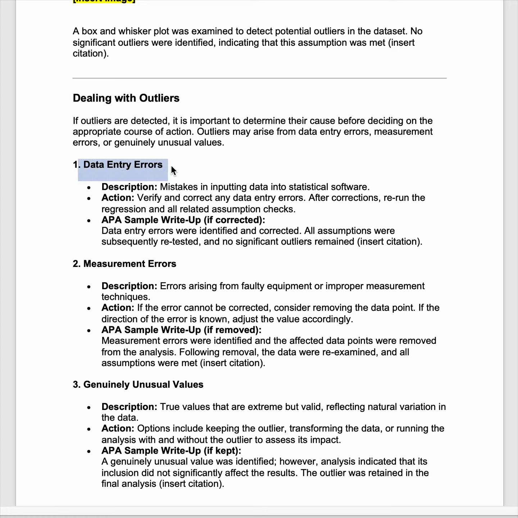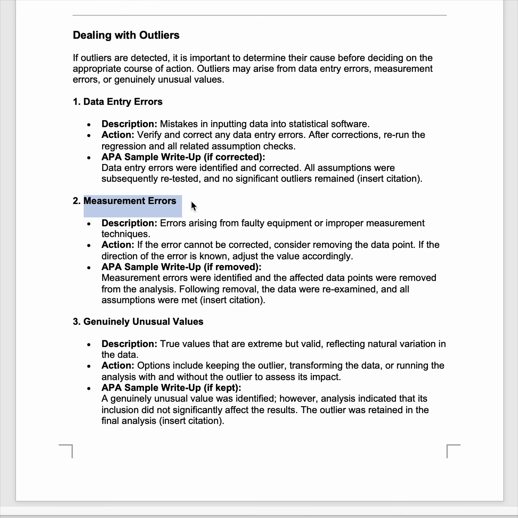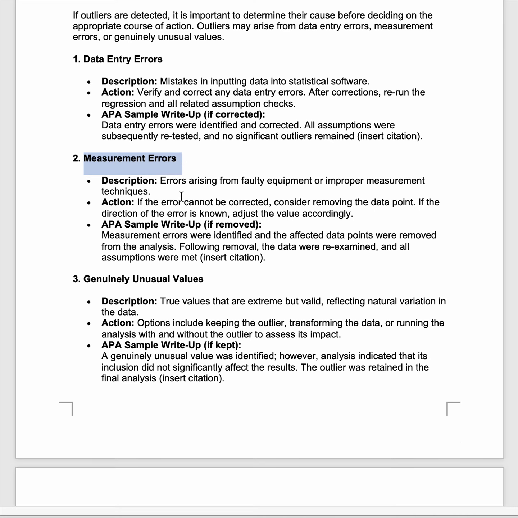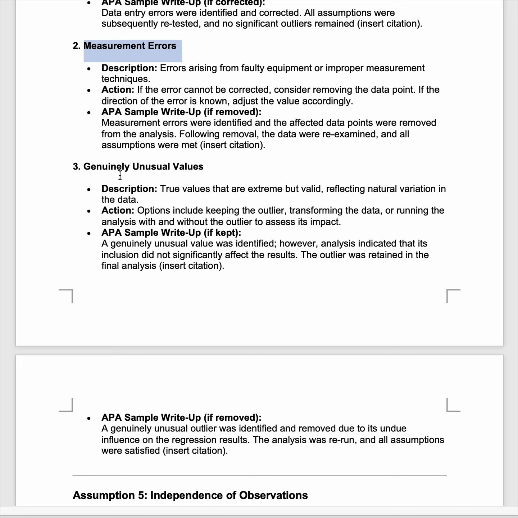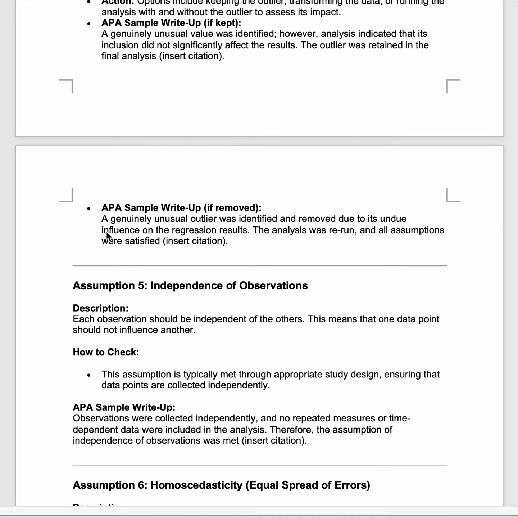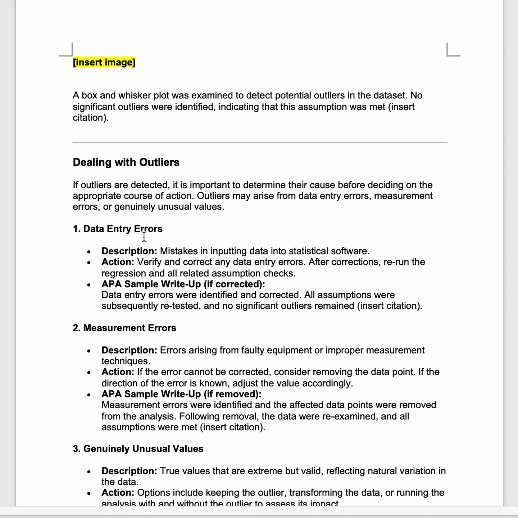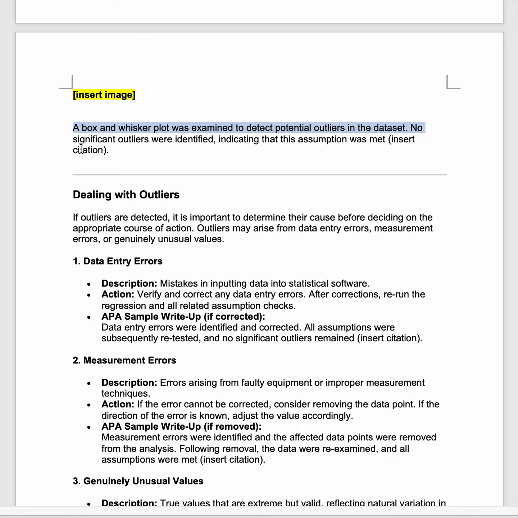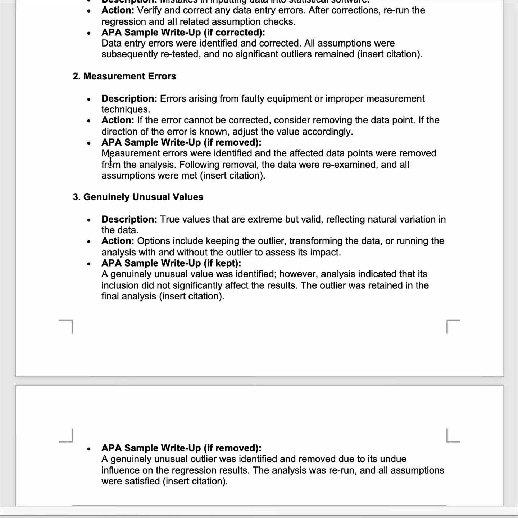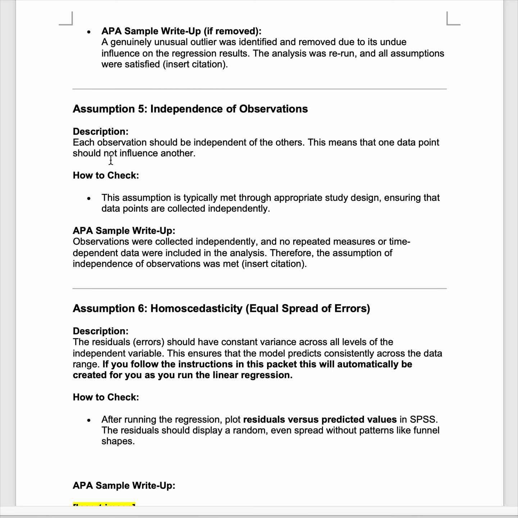You can see, did you mistakenly enter something, which actually happens a whole lot? Was there some type of measurement error? Maybe some equipment was faulty, maybe a test score got messed up in the computer, or is it actually just an unusual value? Depending on what category it falls in, you'll want to take different actions and adjust your write-ups. So for instance, here, if I did find a genuine outlier and I wanted to keep it, this is a sample write-up that you would add in below the image and below your statement. And notice we're consistently having these citations for each area of fact.